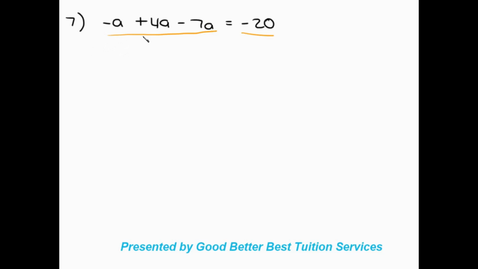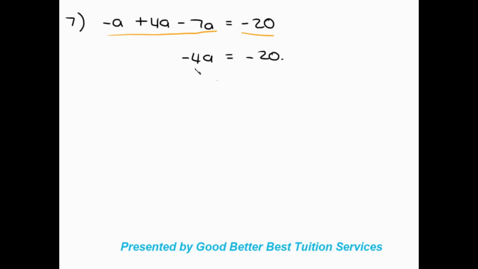So we're going to have negative a plus 4a. So that's negative 1 basically plus 4. So we're going to get 3a, right? Positive 3a. Now we're doing minus 7a. So positive 3a minus 7a, we're going to get negative 4a is equal to negative 20.